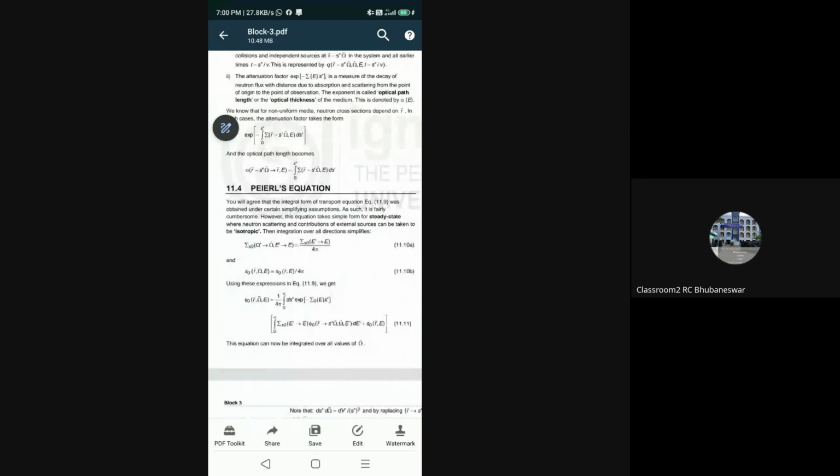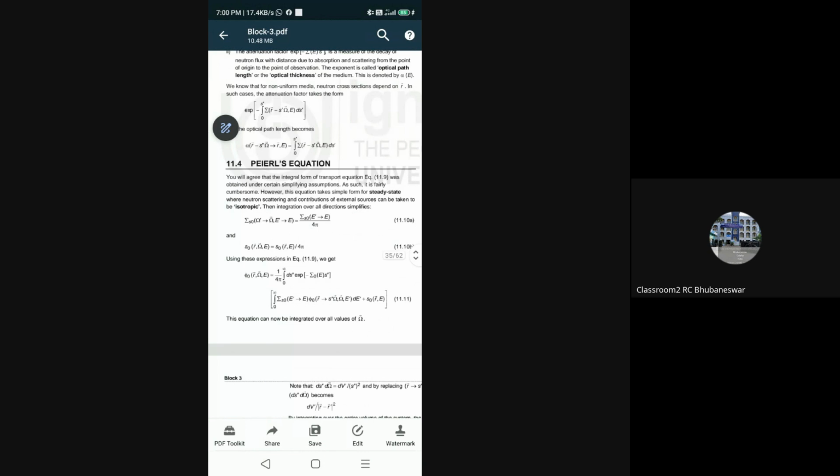This is an important equation, and it represents a simpler form of the steady state. Scattering and contribution of external sources can be taken to be isotropic. Then the integration over all directions simplifies: sigma s is equal to sigma s0 by 4 pi and S is equal to S0 by 4 pi. Okay.